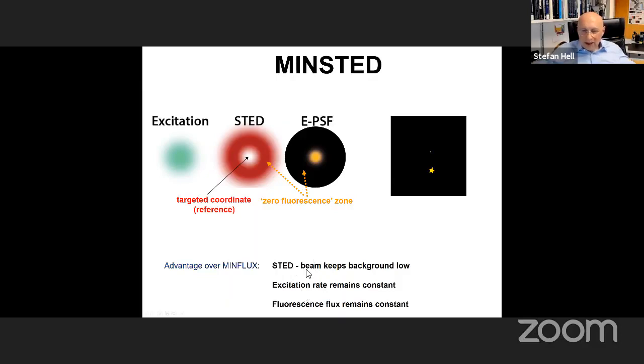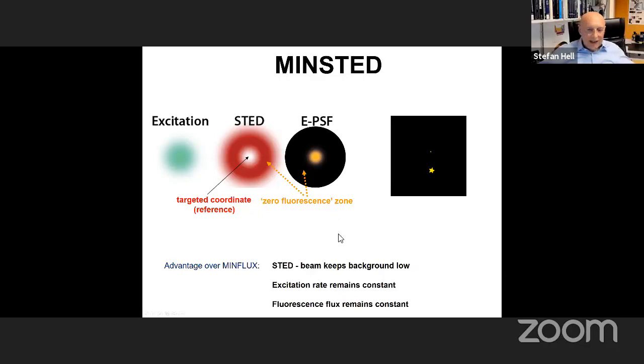But here it's totally the opposite, because if you crank up the STED beam, it suppresses background. It doesn't matter. Whereas the excitation beam remains constant. So the fluorescence flux remains constant. So you make your scanning range, or your L, or whatever you want to call it, smaller. At the same time, you keep the excitation rate the same and keep the background low. And this is a major advantage over MINFLUX.